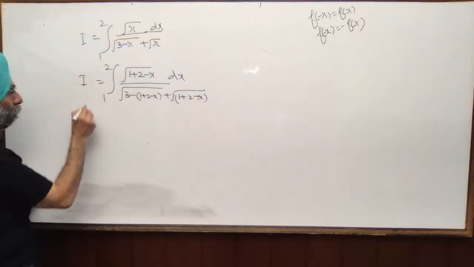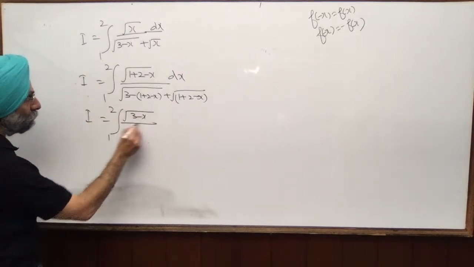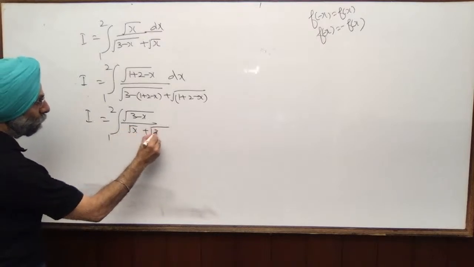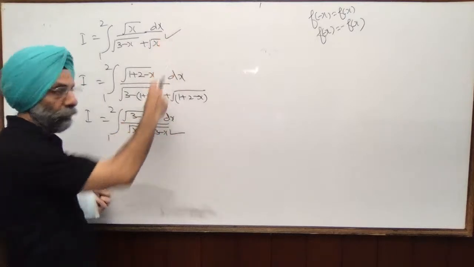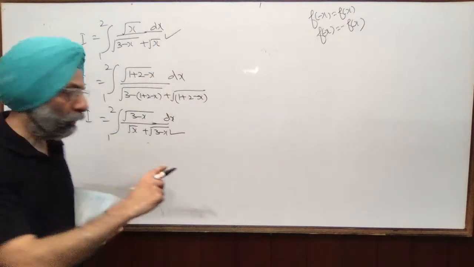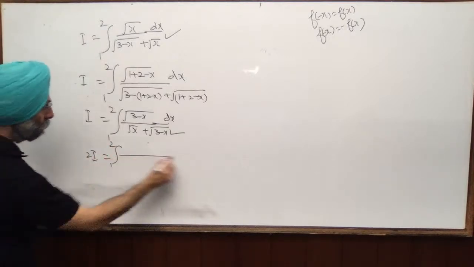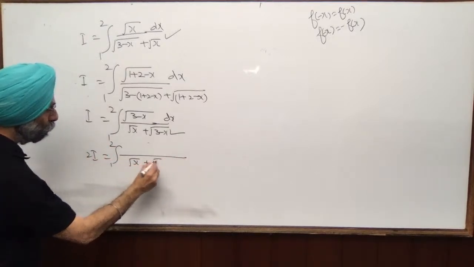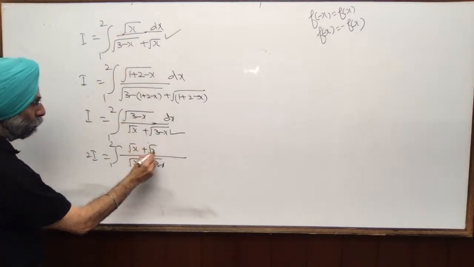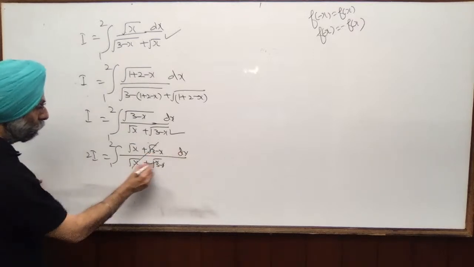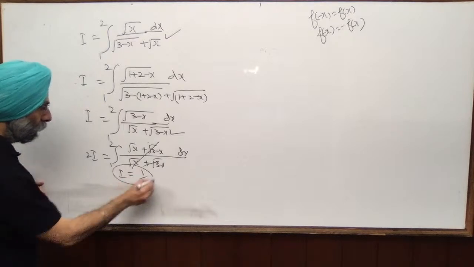So what is the use of doing it this way? Under root of 3 minus x over under root of x plus under root of 3 minus x dx. These two denominators are the same. This means if I add both of them, I get in the denominator root x plus root 3 minus x; from here it is root x and from here it is root 3 minus x dx, so that gives x which is 1, so I will be equal to half here.